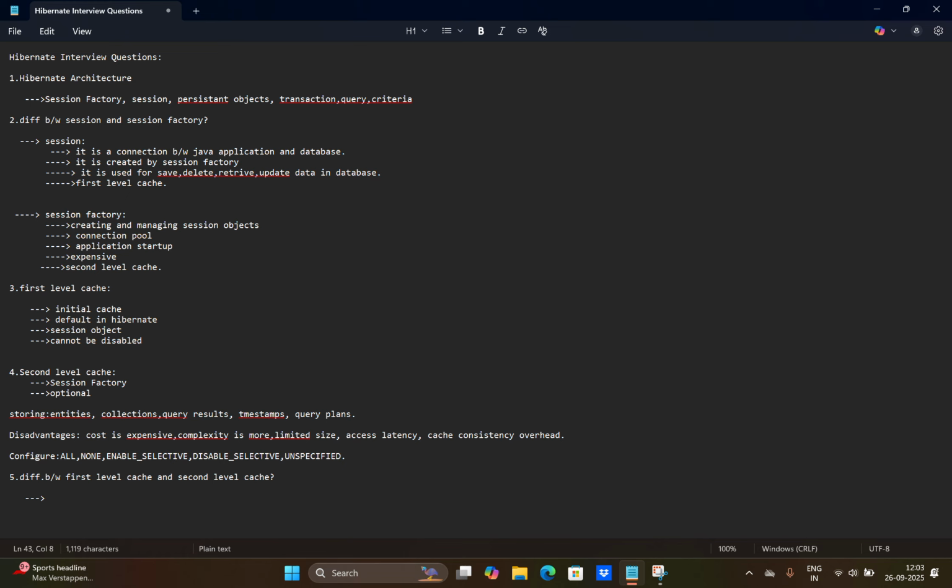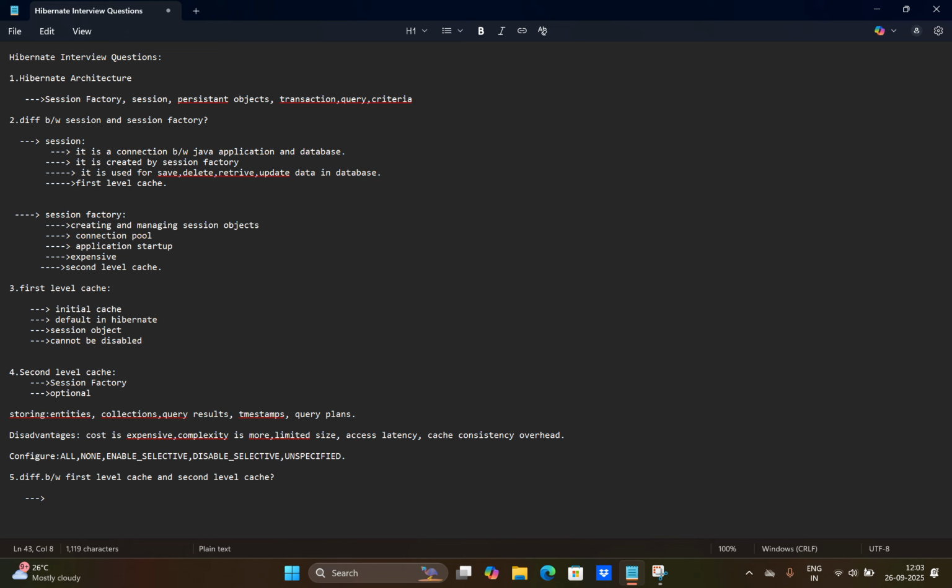While coming to the second level cache, it needs explicit synchronization. Performance impact: the first level cache reduces the database access within the session, while the second level cache can significantly reduce database access across sessions. While coming to scope, the first level cache will provide session scope and the second level cache will provide session factory scope.